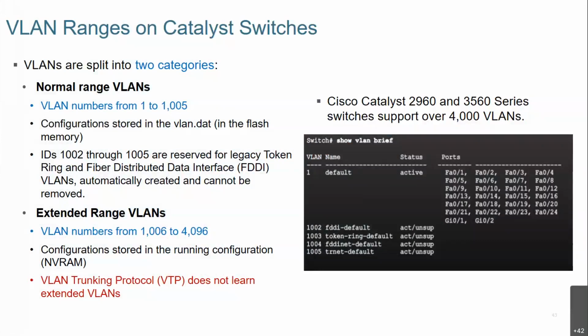So the first thing to do is to know that there are two categories of VLAN. One is the normal range VLAN, and you know the normal range VLAN by the numbers. VLAN numbers from 1 to 1005 are considered normal range VLANs. And these are stored in the vlan.dat file in the flash memory.